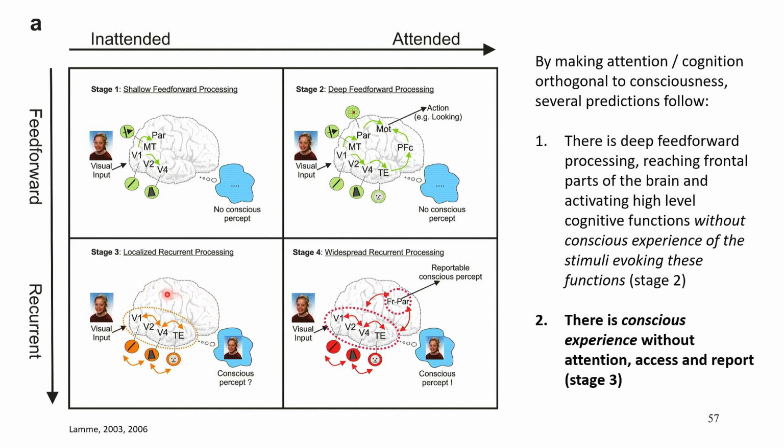Well, look at the situation. So where you have recurrent interactions between visual cortical areas, but without this frontal involvement. And of course, the frontal involvement is typically what happens when you attend to stimuli, but the frontal involvement also gives you access and reportability. And of course, that's not happening here.